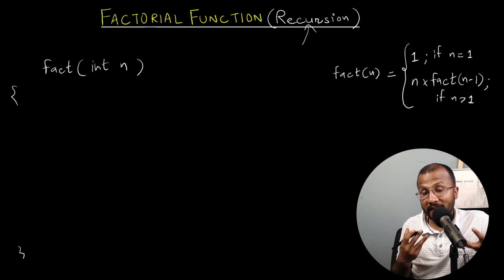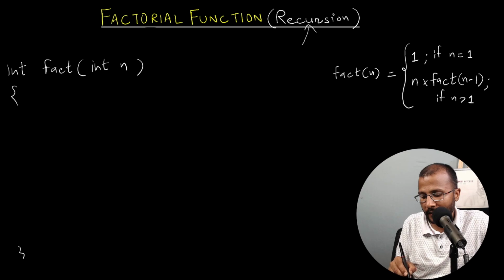Okay, now what is the return type? The factorial function should take the number and return back the factorial of that number. So factorial of a number, let's assume it to be an integer number. So I write int. So the return type is int, the name of the function is factorial, and the argument is n, which is the integer value.